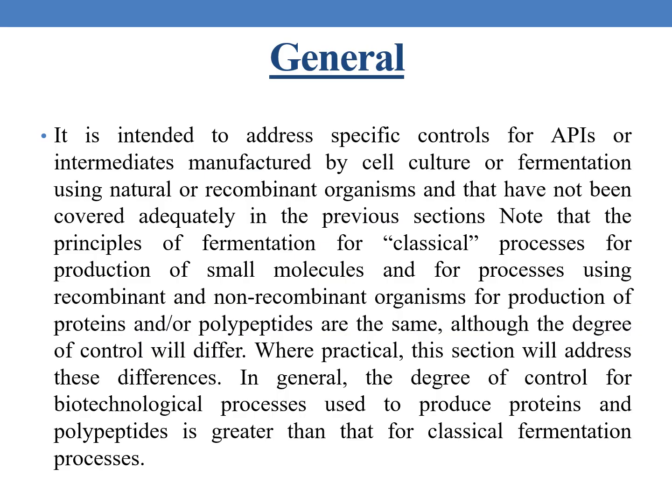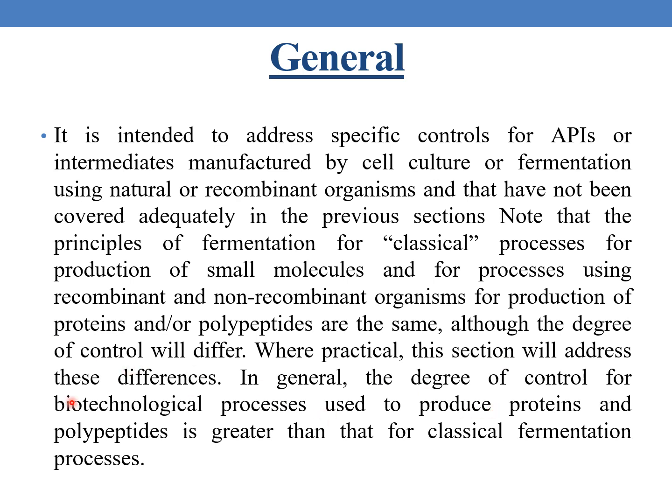Now, coming to general guidelines. They are intended to address specific controls for APIs or intermediates manufactured by cell culture or fermentation using natural or recombinant organisms that have not been covered adequately in the previous sections. It is important to note that the principles of fermentation for classic processes for the production of small molecules and for the processes using recombinant and non-recombinant organisms for the production of proteins and/or polypeptides are the same, although the degree of control will differ. Where practical, this session will address these differences.